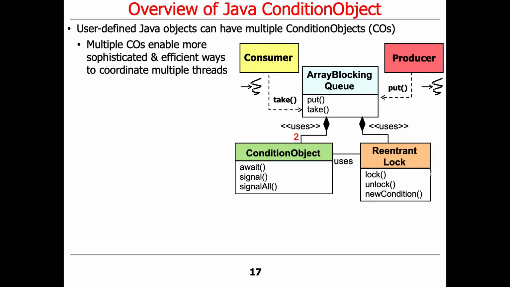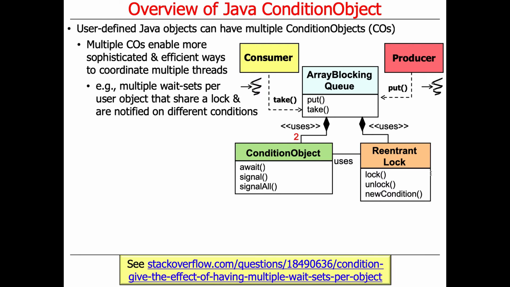This is very important. Multiple condition objects in a given user-defined Java object enable more sophisticated and efficient ways to coordinate multiple threads. And the reason for that is that you can have multiple wait sets per user object that share this single lock, but can be notified on different conditions.